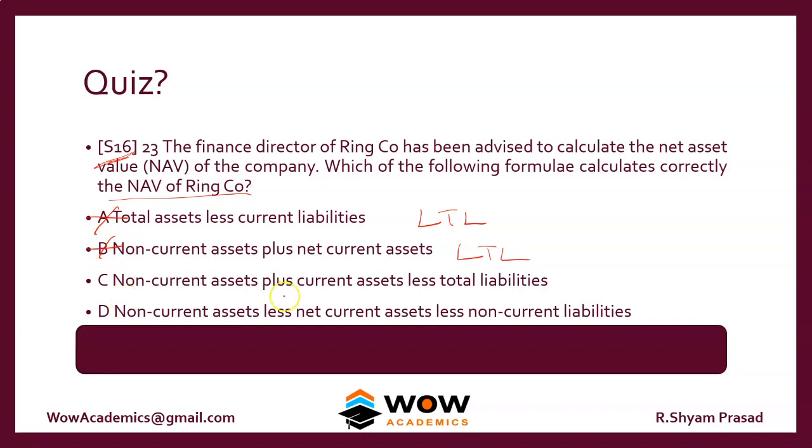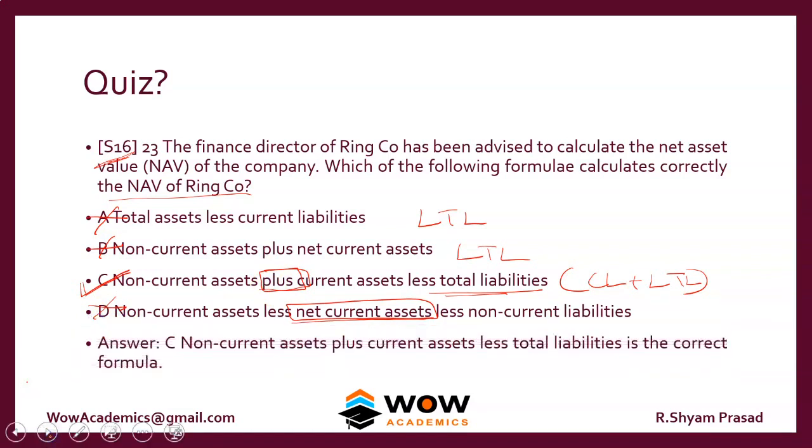Non-current asset plus current asset minus total liabilities. So this considers the total liability. So total liability is current liability plus long-term liability. So this is the option. We'll check D also. Non-current asset less current asset. No, we should not be lessing the current asset. We should be adding the current asset. So D is also wrong. So the answer should be C. The answer is C.